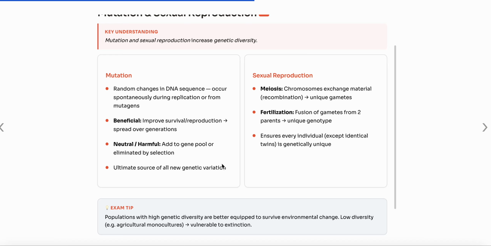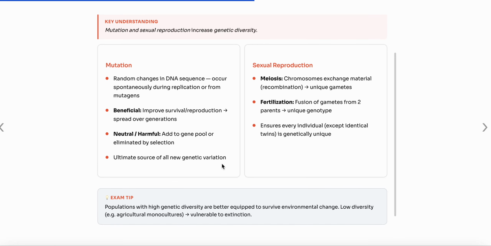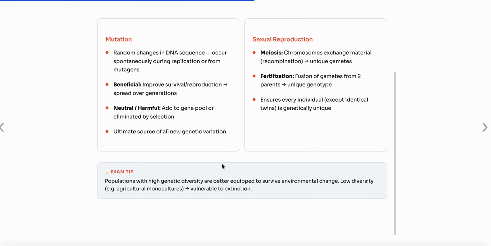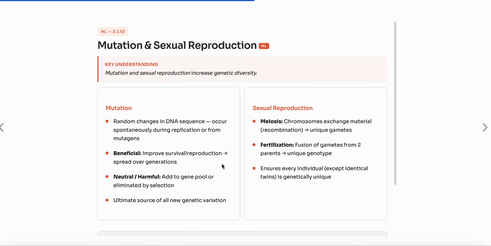Another way by which genetic diversity increases is through sexual reproduction, like meiosis. Chromosomes exchange material. Meiosis is a process in sexual reproduction where there is an exchange of genetic material between two individuals, and that also results in the exchange of chromosomes, and then the offspring has a unique genotype. So that's how the changes happen.